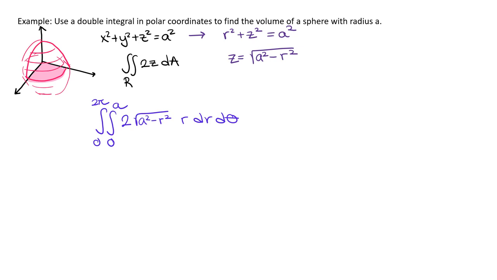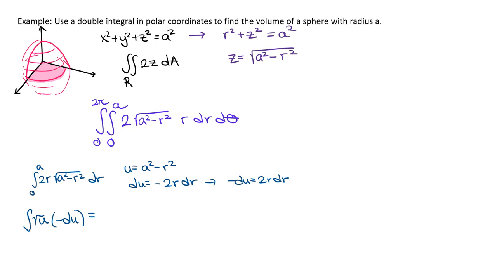So I'm going to start with my inside integral. I'm going to integrate the 2r square root of a squared minus r squared with respect to r. And this looks like a u sub problem. I'm going to let u equal the thing inside the square root, the a squared minus r squared, because then my du is a negative 2r dr, and that's going to allow me to replace the 2r dr with negative du.